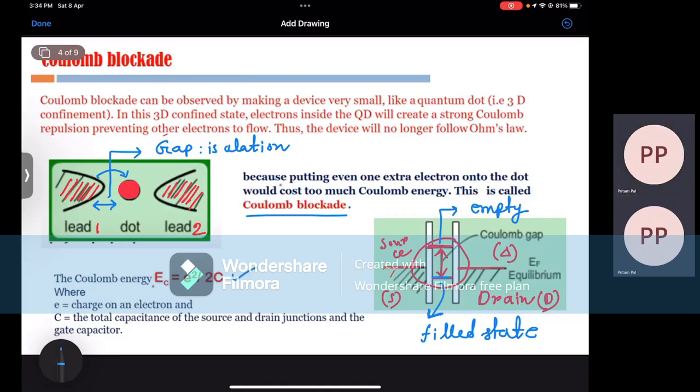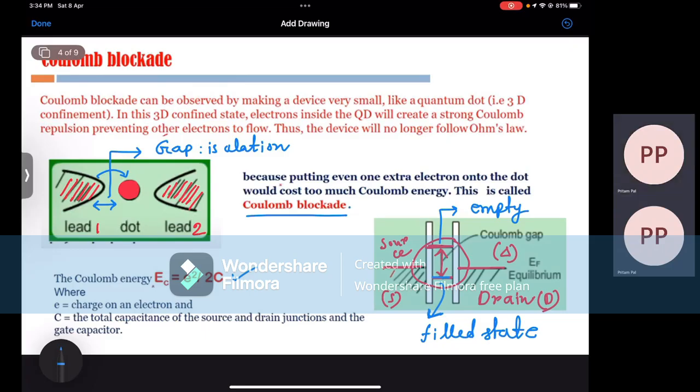Because an electron can easily move from here to there, that's why this state is a filled state, on the source side, right? But this is an empty state because it's on the drain side, at higher energy. This is higher and that is lower. So there is an energy gap between the filled state and the empty state, and this is your Coulomb gap.